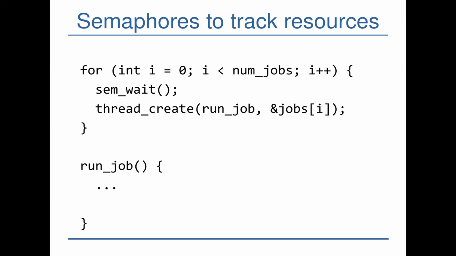Then let's say the thread runs, and when it's done, it will do sempost. So then maybe the 17th thread that I was about to create can proceed. That way you can control how many threads you create so that you don't create too many threads that will flood your system, right? So maybe you can limit that. That's just one example. Again, it may not be that useful in practice, but it helps to understand semaphores.